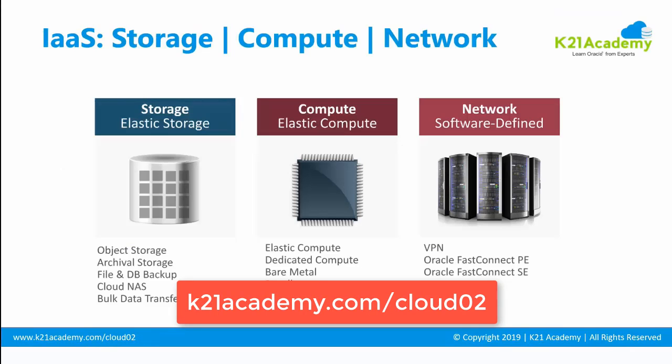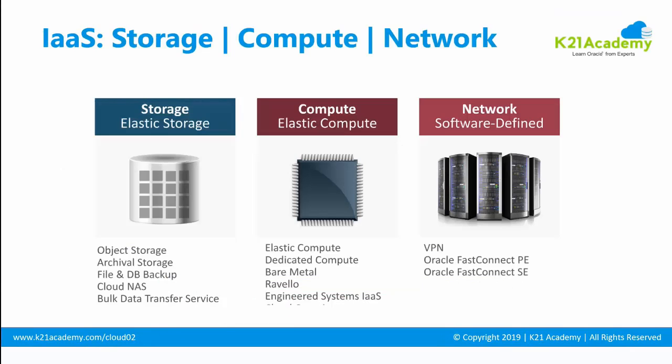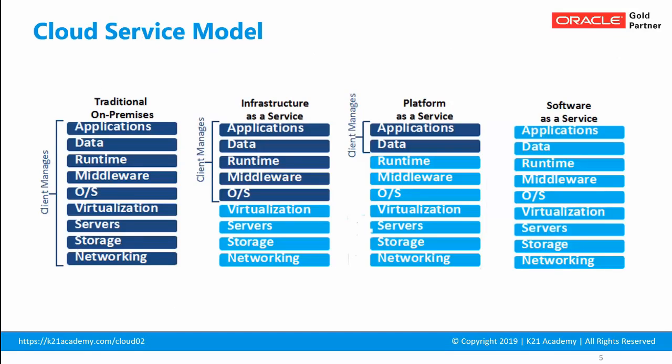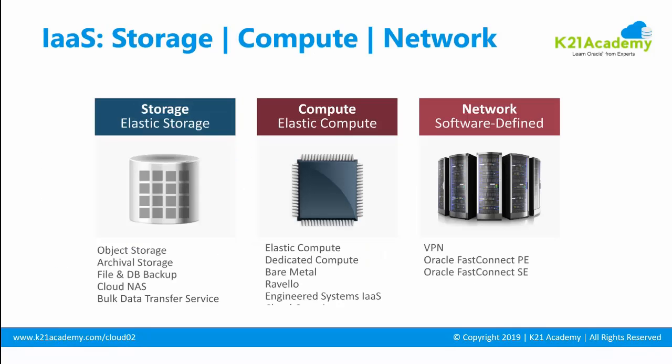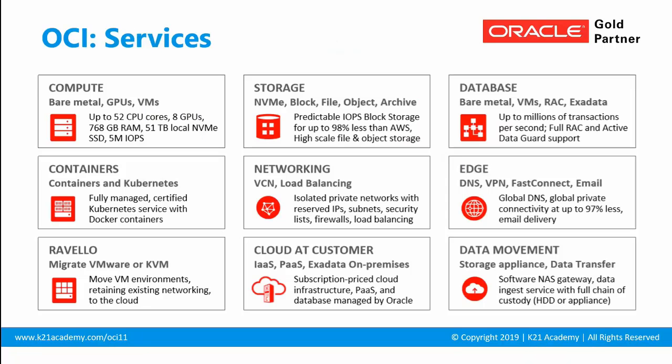k2nacademy.com/cloud02. So this OCI is generation 2 cloud from the infrastructure as a service or IaaS service model, where the 3 main components are storage, compute, and network. Within those 3 main components, you have different services that are part of Oracle Cloud Infrastructure, ranging from compute, storage, network, containers, databases, edge services, how data moves from on-premise to the cloud, and various other services. So these are, on a high level, OCI services.